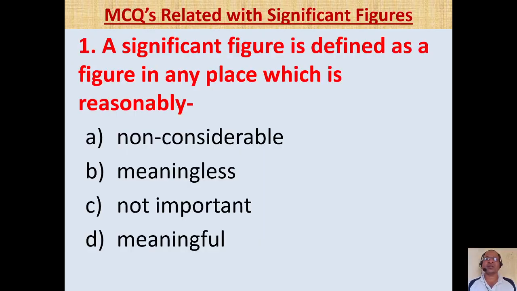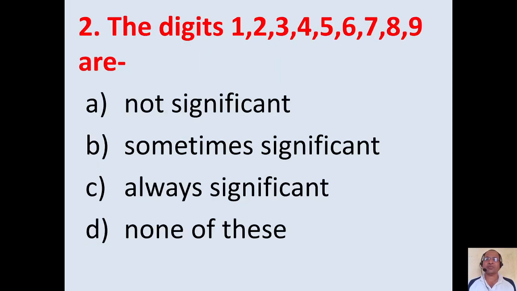So let us have certain MCQs related to these significant figures. The first one: a significant figure is defined as a figure in any place which is reasonably trustworthy. Trustworthy means meaningful, so option D is the correct option here. Second one: the digits 1, 2, 3, 4, 5, 6, 7, 8, 9 are. All these numbers are non-zero digits, and all non-zero digits are always significant. So option C is the correct option here.